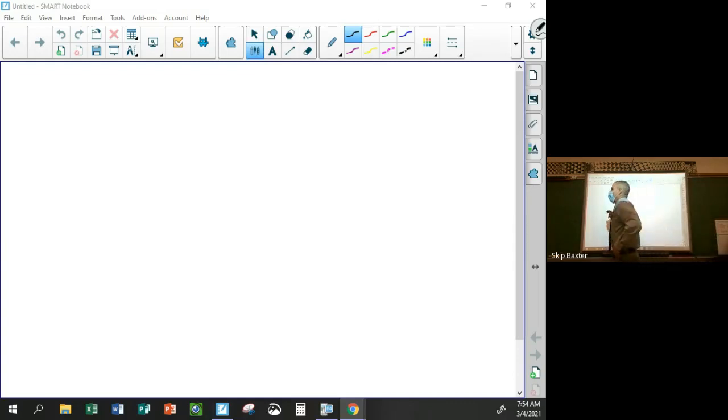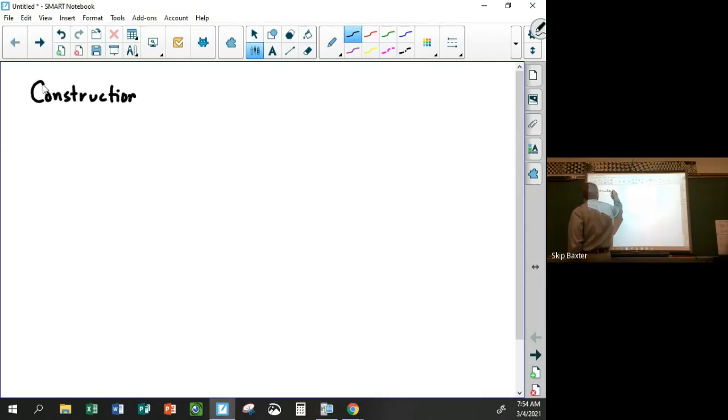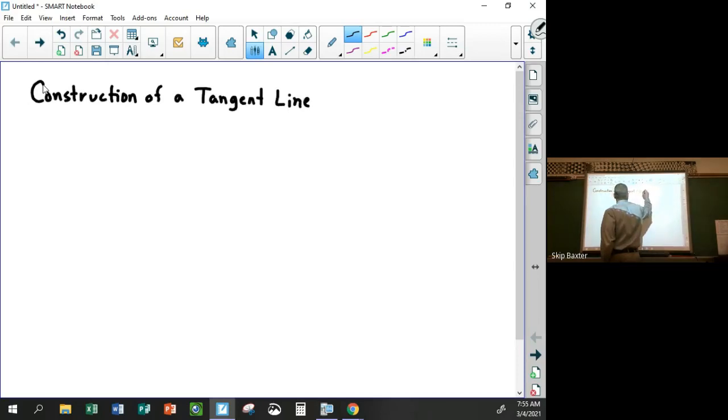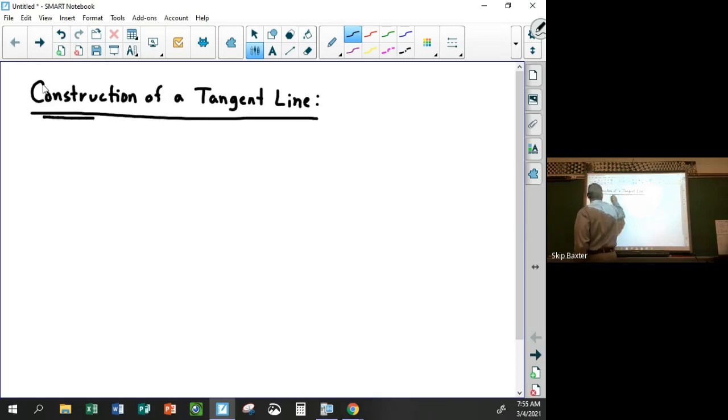Okay, so today we're going to talk about a special construction. Construction of a tangent line. So you need a ruler and compass.